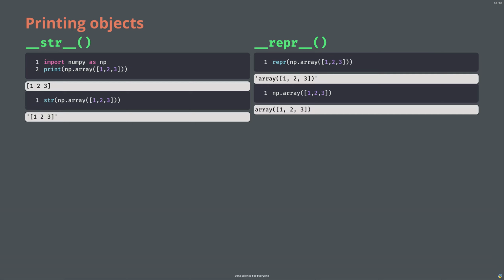Ideally, repr should be used to return a string that could recreate the object. For example, when we print a NumPy array, it shows the exact code used to make it. If we only implement one of these methods, it's best to choose the __repr__ method since print will fall back on it if __str__ isn't defined.